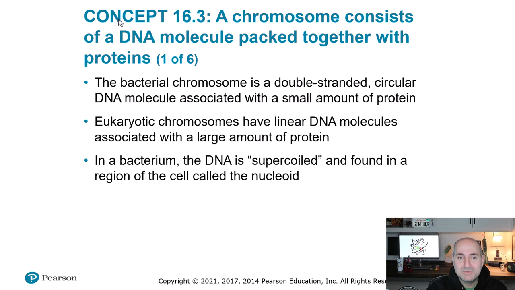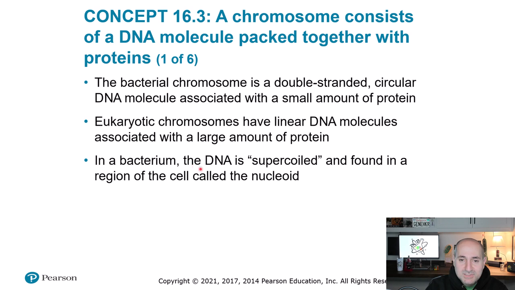So let's talk a little bit about the difference between bacterial chromosomes and eukaryotic chromosomes. Well, in the bacterial chromosome, you have, of course, double-stranded, circularized DNA, and you only have one chromosome, right? Now, this DNA is associated with a small amount of protein, not histones. In bacteria, the DNA is not wrapped around histones, but they're like histone-like proteins. Eukaryotic chromosomes are numerous, right? Like humans have 46 chromosomes, but different animals have different numbers of chromosomes, and plants all have different numbers of chromosomes. We have linear DNA molecules, and that's associated with a large amount of protein.